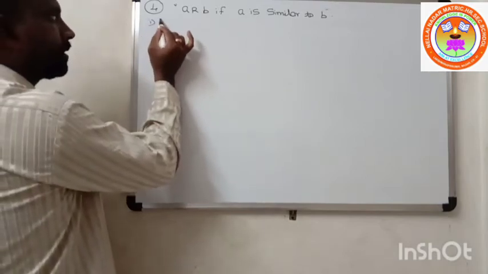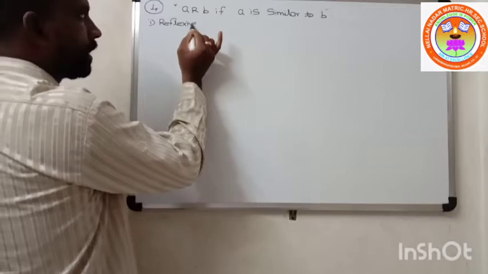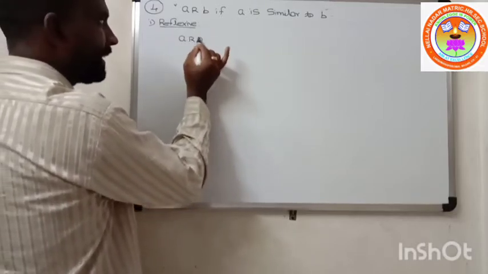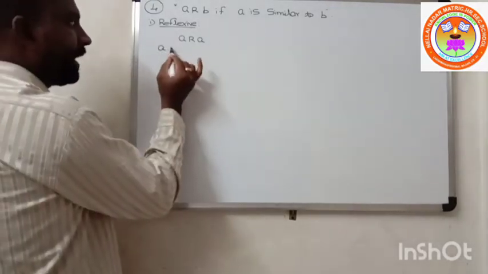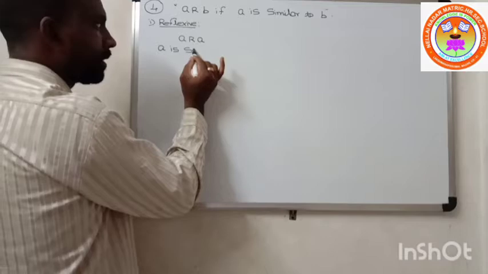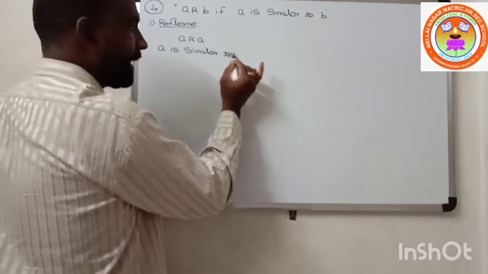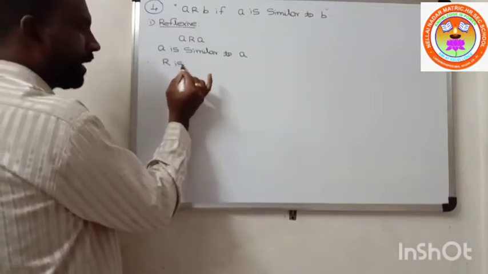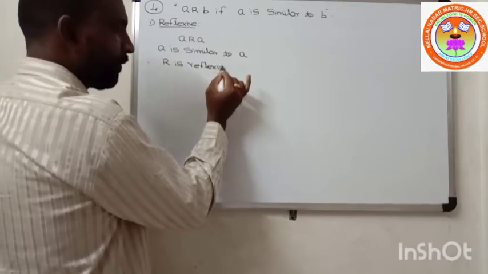First one is reflexive. Reflexive means A related A. A is similar to A. Therefore, R is reflexive.